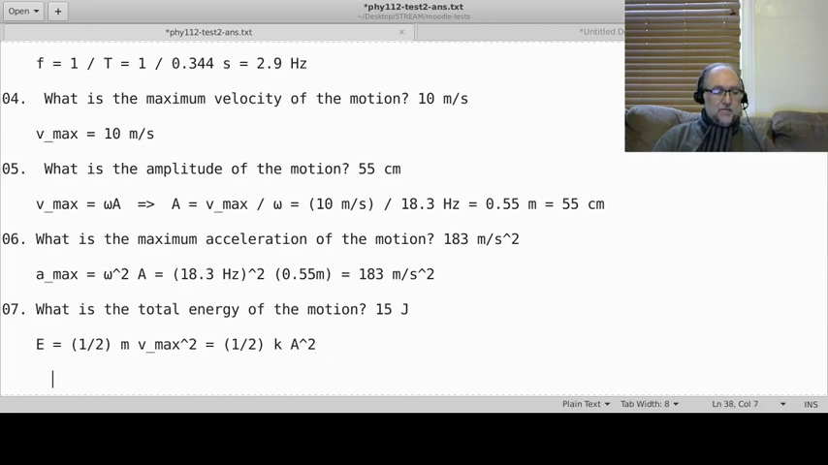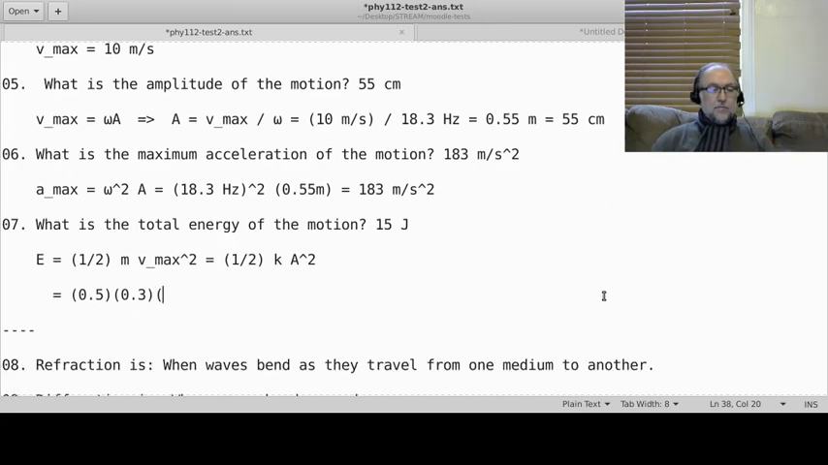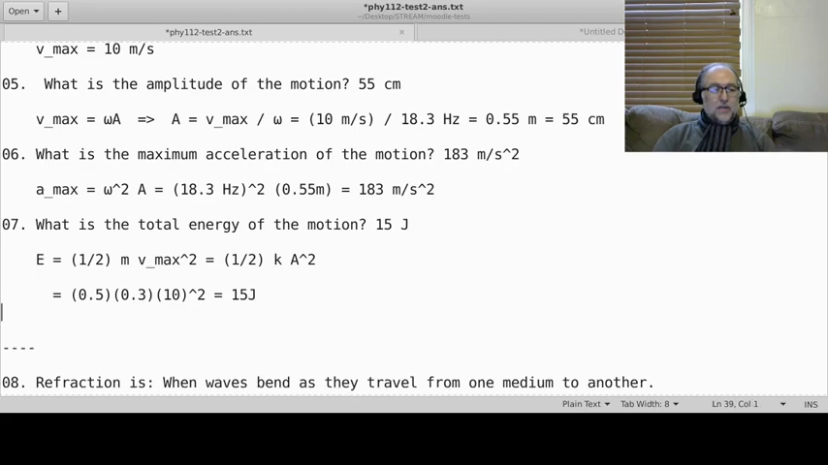Well, let's just use the first one, which is the 1/2 m. The mass I told you was 0.3, and the maximum velocity is 10 squared, like that. And if you crunch that through, it gives you 15, and everything is in MKS, so the answer will come out as 15 joules. All right. So there you go. That's the series of questions on the harmonic oscillator.